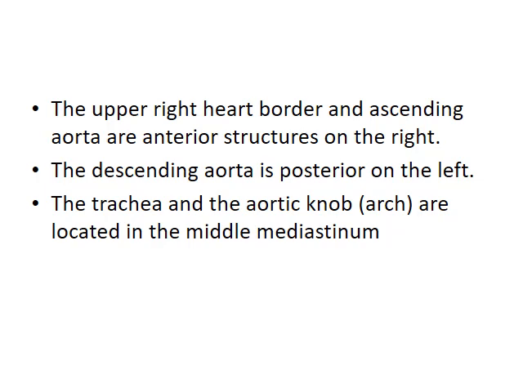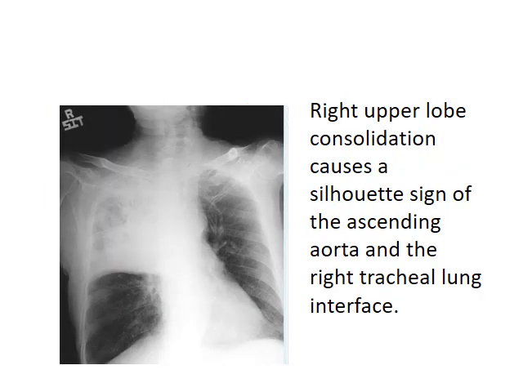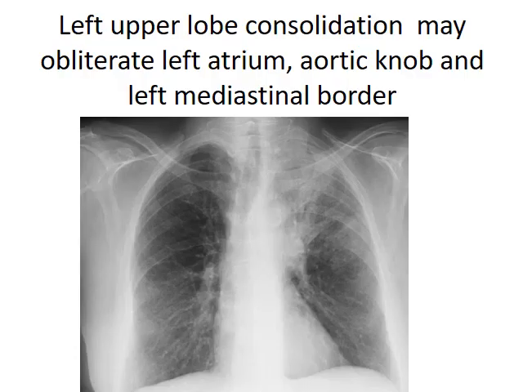The upper right heart border and ascending aorta are anterior structures on the right. The descending aorta is a posterior structure on the left. The trachea and aortic arch are located in the middle mediastinum. Right upper lobe consolidation causes a silhouette sign of the ascending aorta and right tracheal lung interface. Left upper lobe consolidation obliterates the left atrium, aortic knob and left mediastinal border.